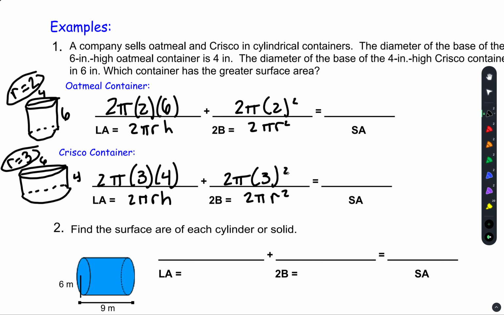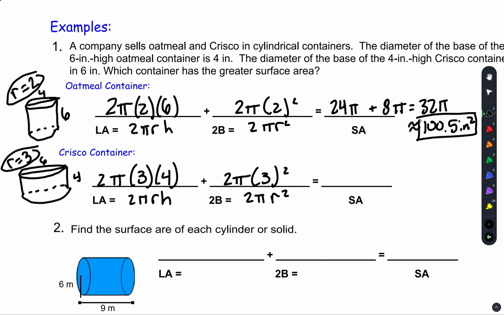There's my setups. Did we get those setups pretty much? Just plugging in radius and height for each one of those. I'm going to simplify each one. 2 times 2 times 6 is 24 pi. Plus 2 times 2 squared is 8 pi. So that's 32 pi, which rounds to 100.5 square inches.